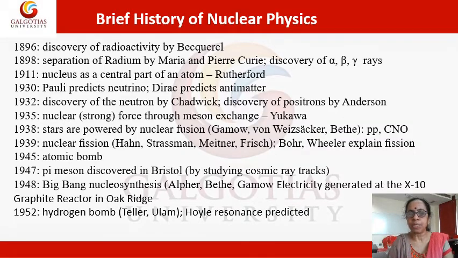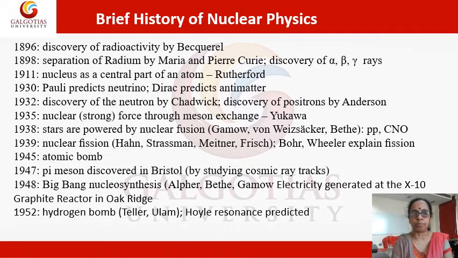Here, we will study a brief history of nuclear physics. First, Becquerel discovered radioactivity in 1896. Then Marie Curie and Pierre Curie discovered alpha, beta, gamma rays in 1898. The nucleus as a central part of an atom was discovered by Rutherford. Then successively, Dirac made his prediction in 1930, and Pauli predicted the neutrino. In 1932, the neutron was discovered by Chadwick. In 1945, the atom bomb. Then 1948, Big Bang nucleosynthesis.